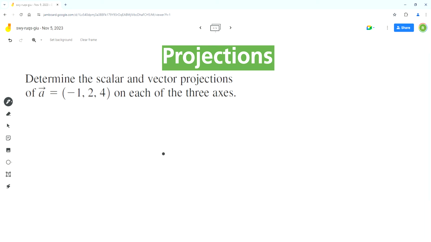So in this video, we'll solve this problem using the concepts of projections. As per the problem, determine the scalar and vector projections of vector A on each of the three axes. First we'll have to write a vector for the three axes. So let's start with the x-axis.